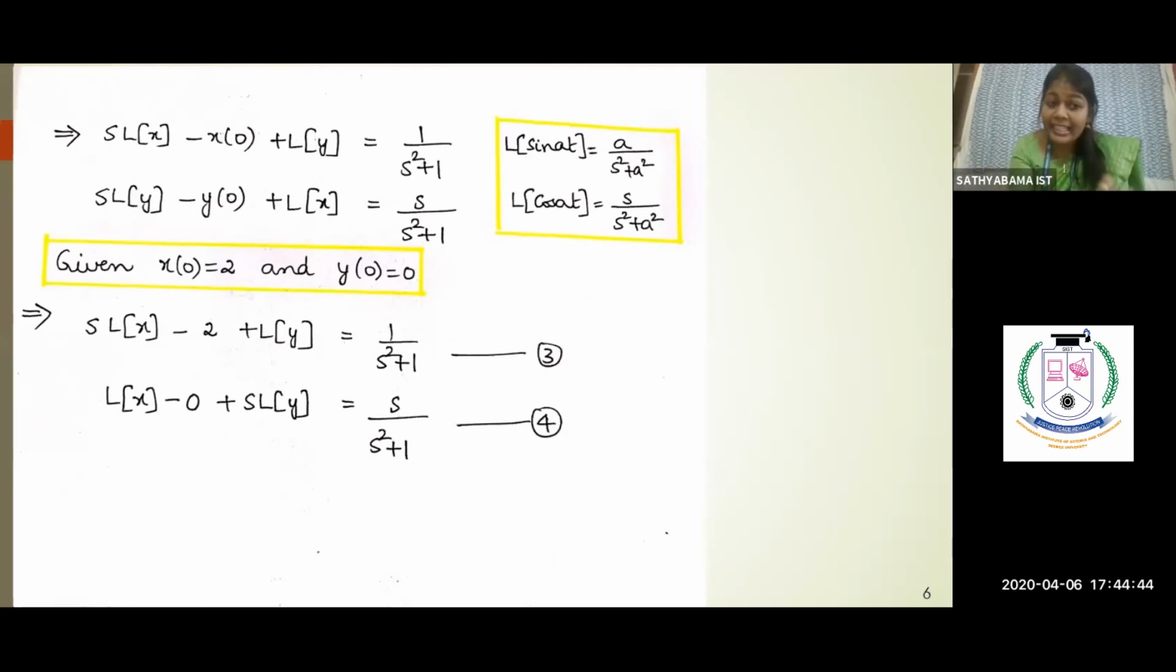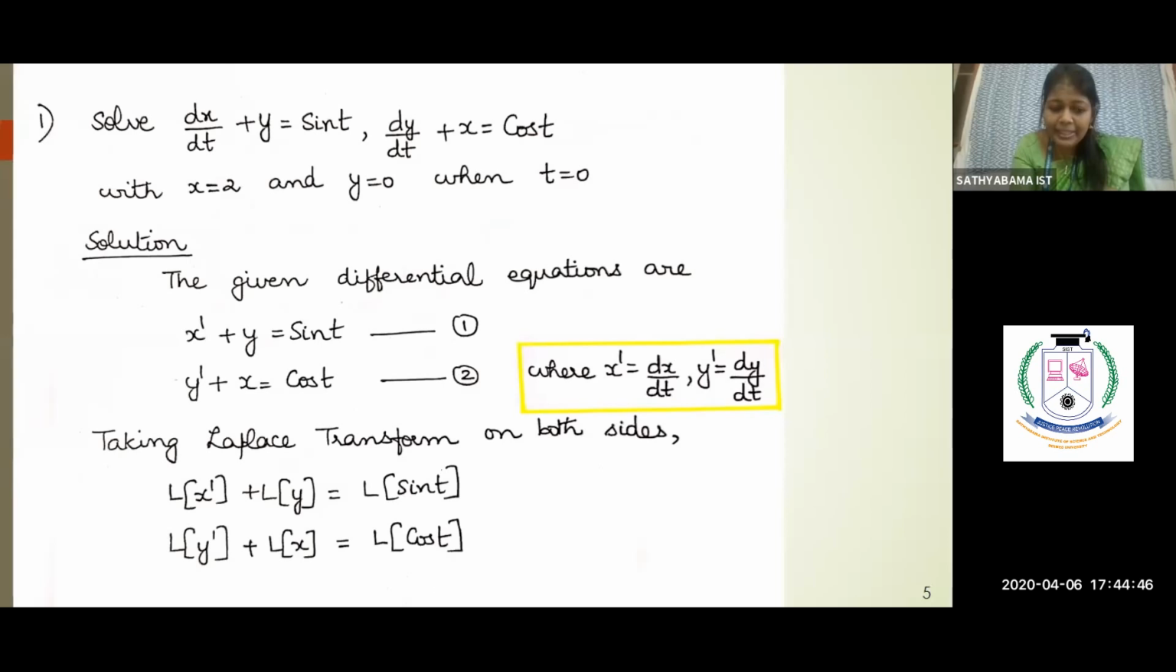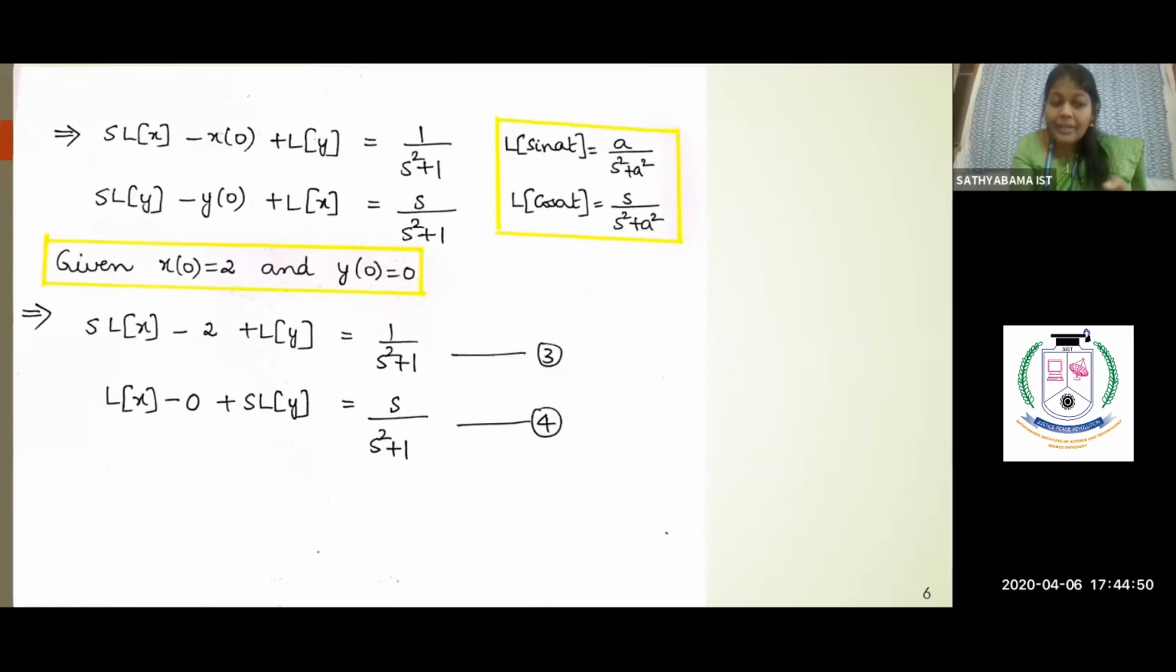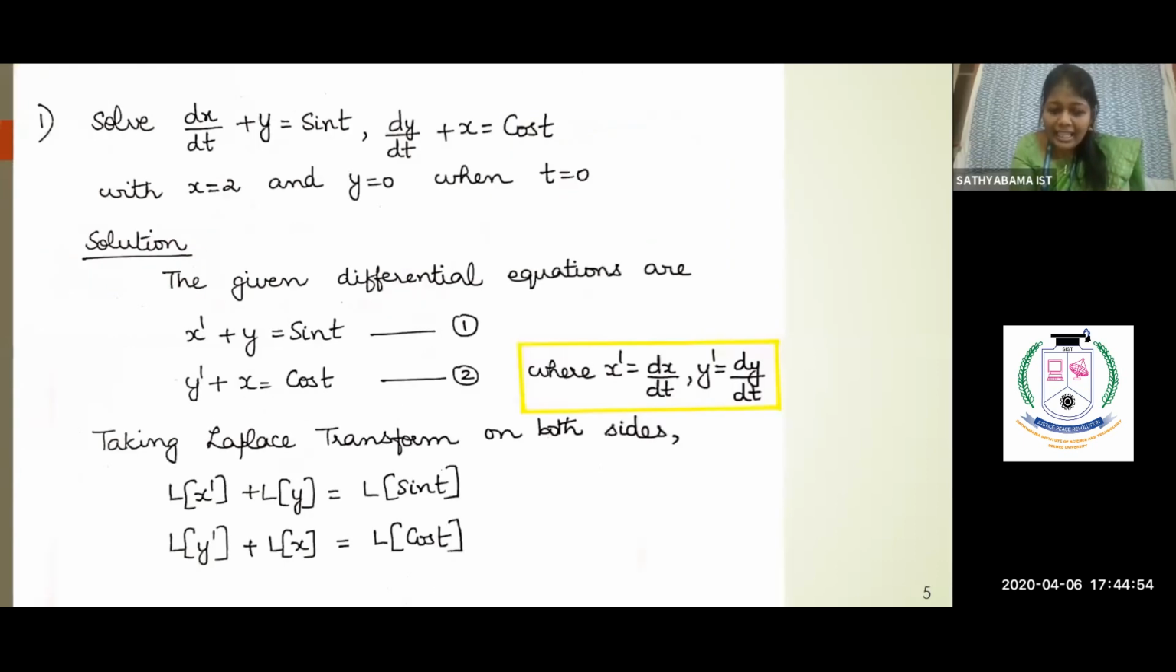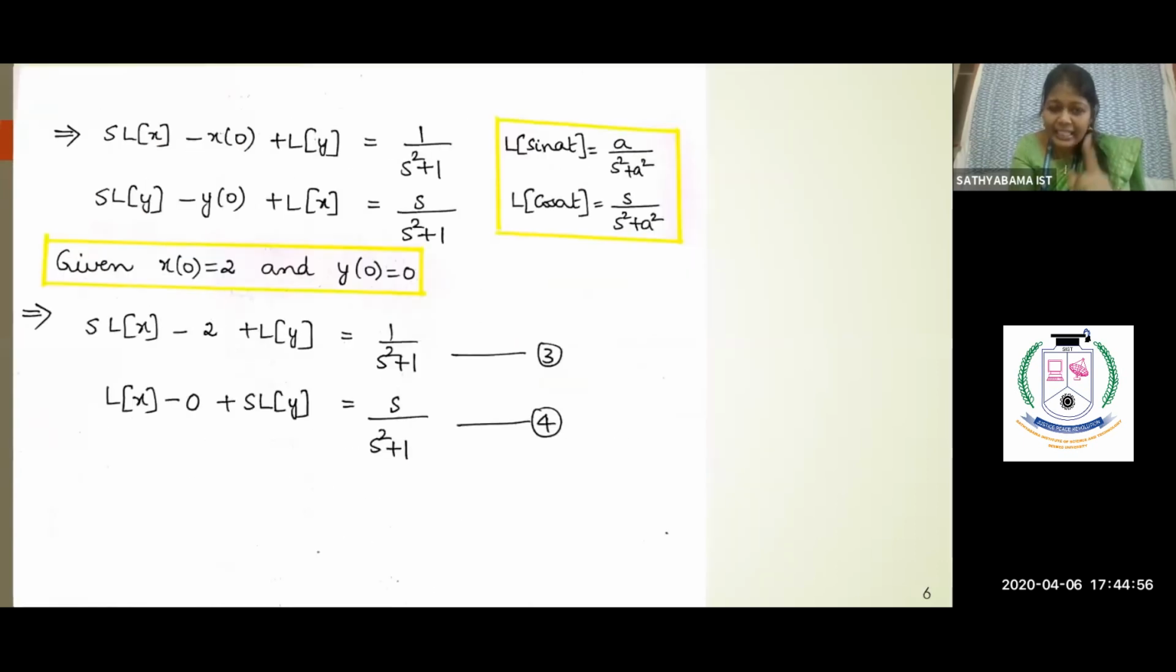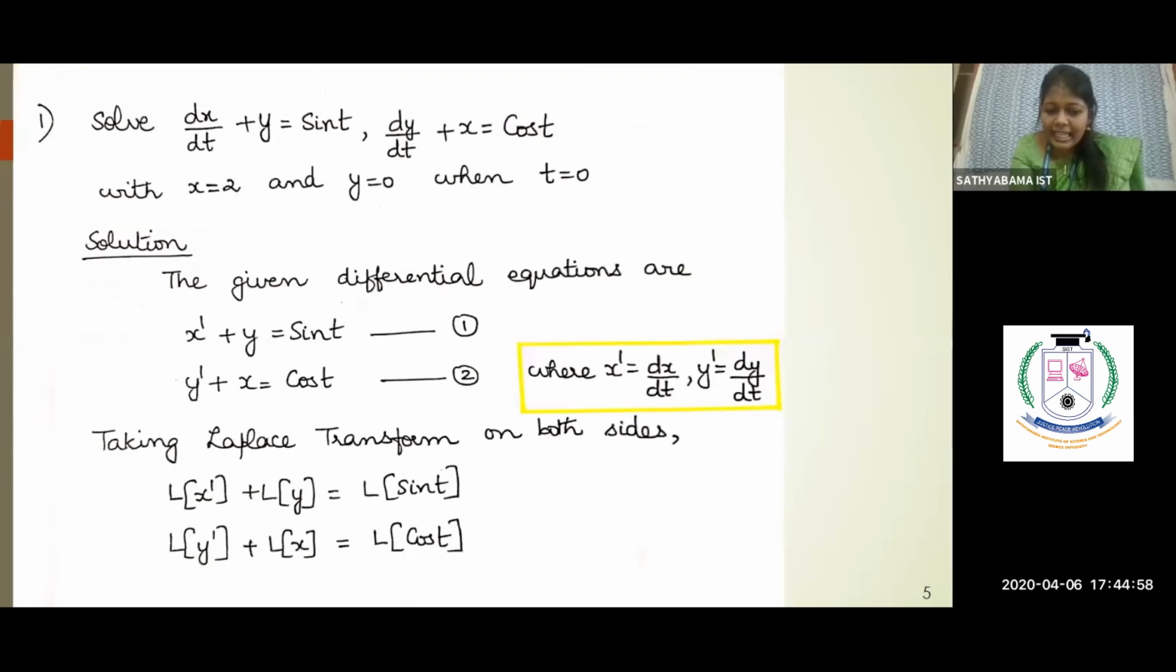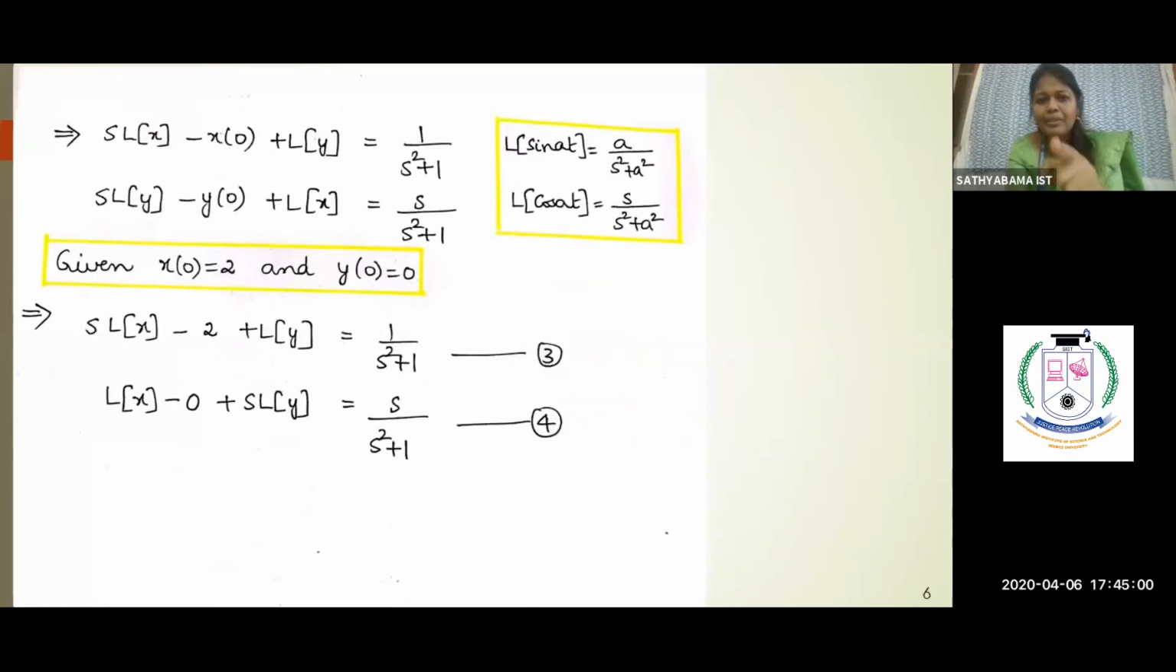Okay. How did I get the second equation? Look at the last step here. What is Laplace of y dash? It is s L of y minus y of 0. Okay, that's the formula. Plus L of x is written as it is equal to, last thing I have, L of cos t. What is Laplace of cos at formula? S by s square plus a square. What is Laplace of cos t? S by s square plus 1, because a is 1. Okay, have you understood so far?